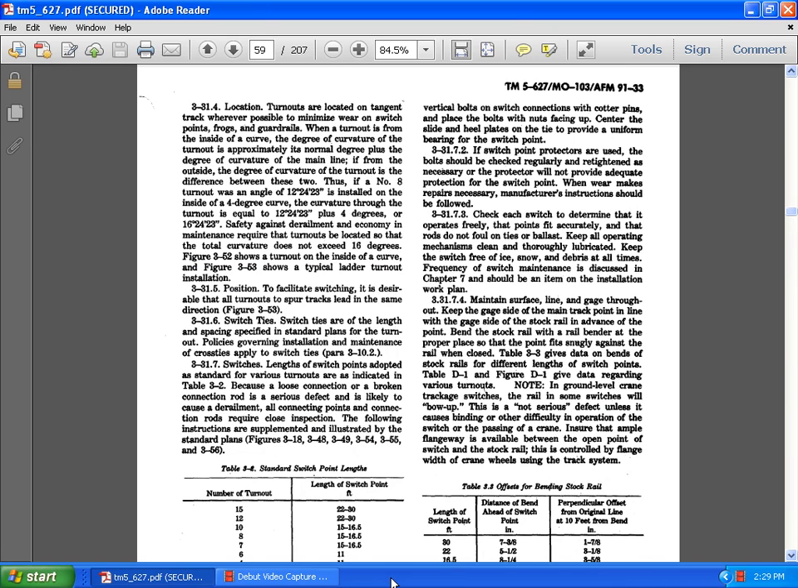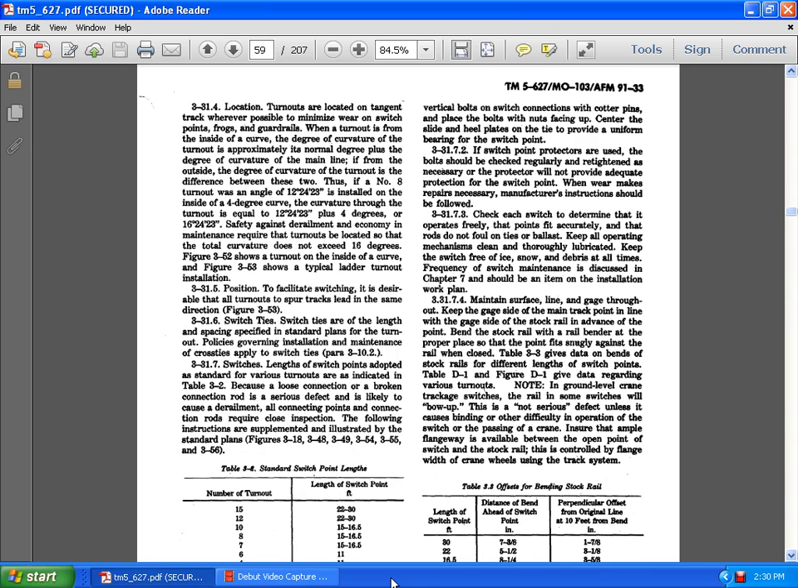For example, a number 8 turnout, which angles at 12 inches, 24 feet 23 inches, installed in a 4-degree curve. The degree of curvature throughout the turnout is equal to 12 degrees 24 feet 23 inches plus 4 degrees, or 16 degrees.